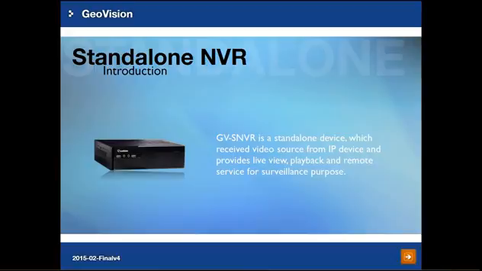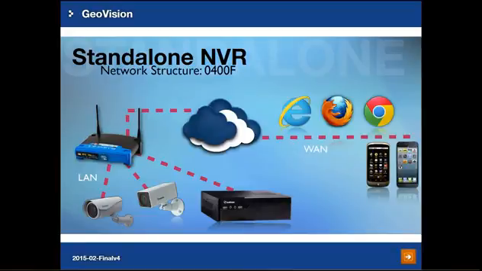The GV-SNVR is a standalone device which receives video sources from IP cameras and provides live view, playback, and remote services for surveillance purposes. This is the overall network structure of the 4-channel SNVR. The IP cameras and the 4-channel SNVR are in the same LAN. You can use a web browser or mobile devices to view the live video of the 4-channel SNVR over WAN.